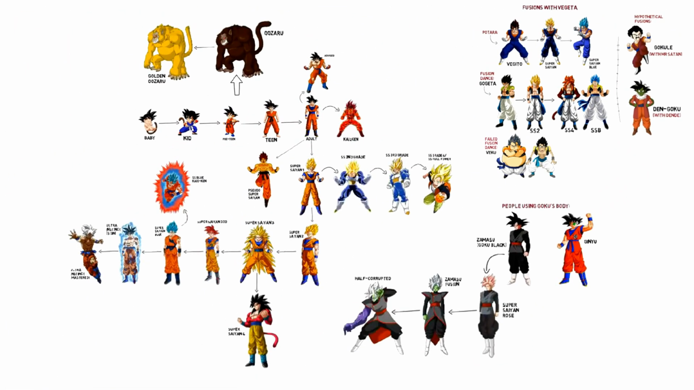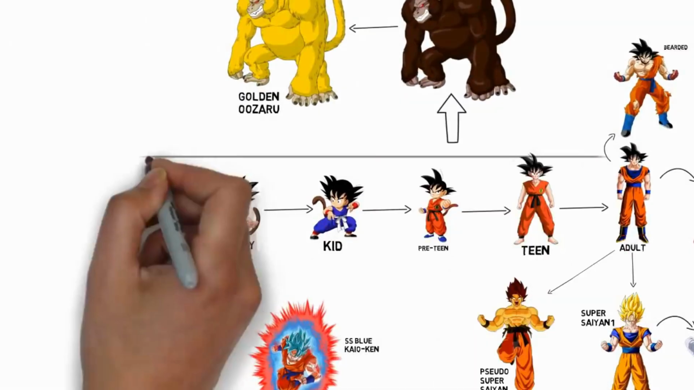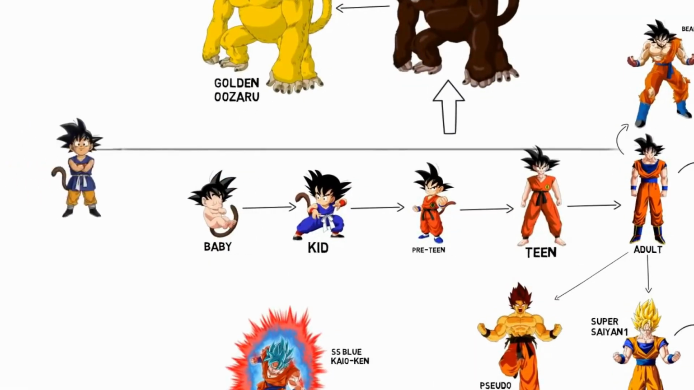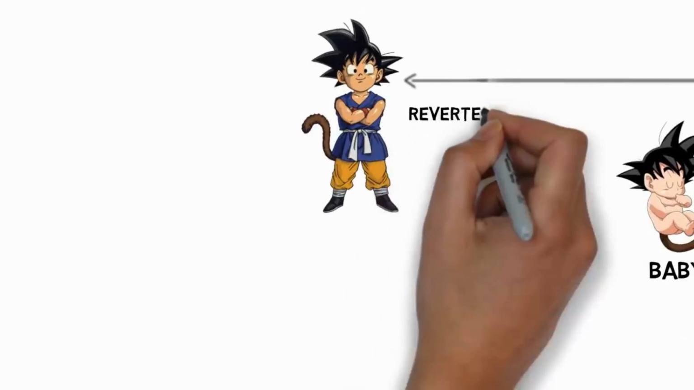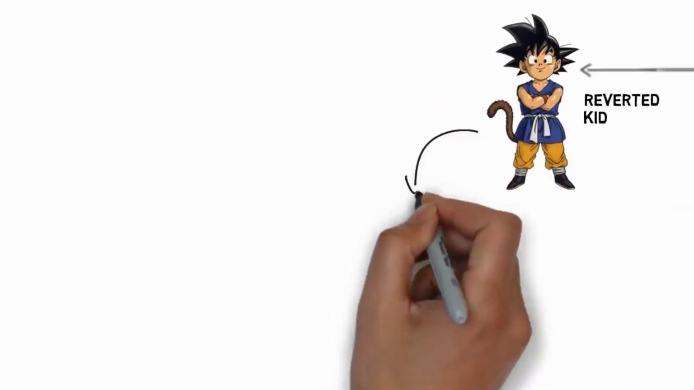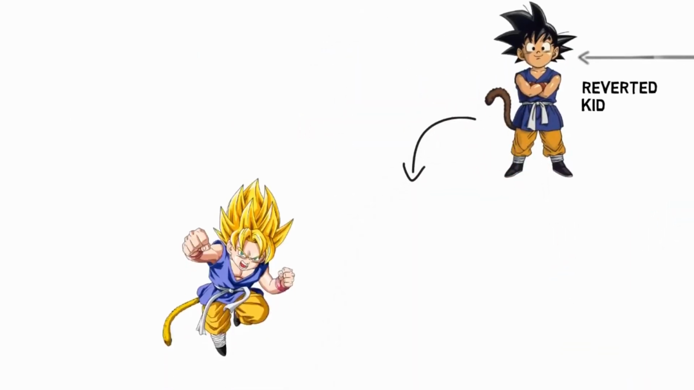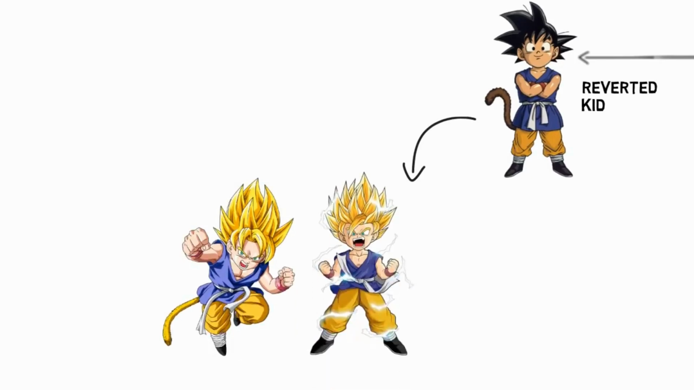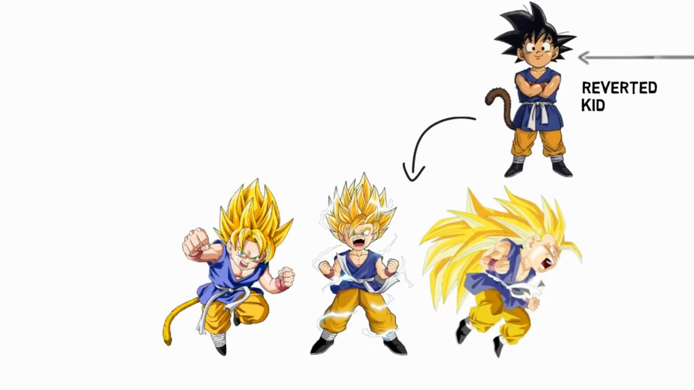Not to forget, there was that time in Dragon Ball GT where Goku de-aged into a kid because of the Dragon Balls, but still maintained much of his skills and ability to go Super Saiyan. So we get to see Kid Goku as a Super Saiyan. Neat.